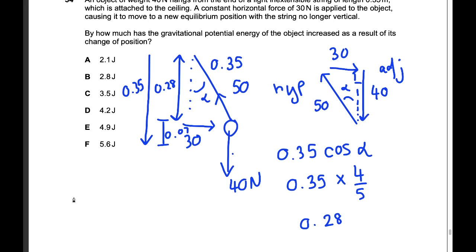So if we do the weight times that change in height, we will work out the change in gravitational potential energy. The weight is 40 times 0.07. I know it's going to be something 28 or 228, and there's only one option that has that. It's going to be B, 2.8 joules.